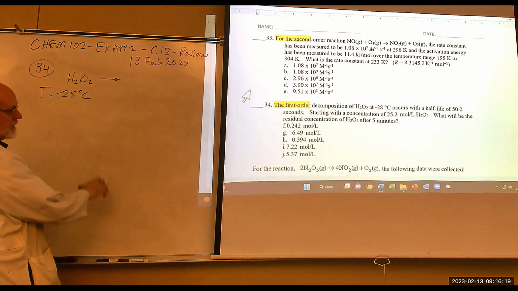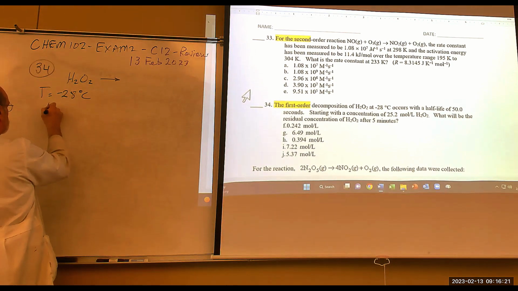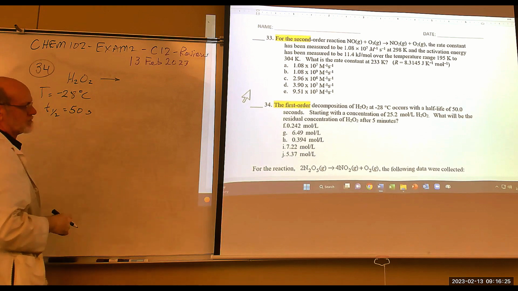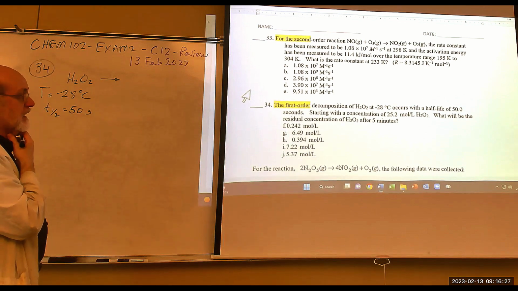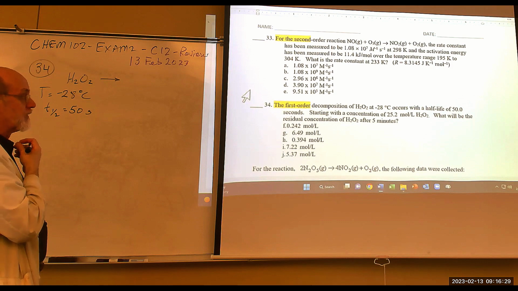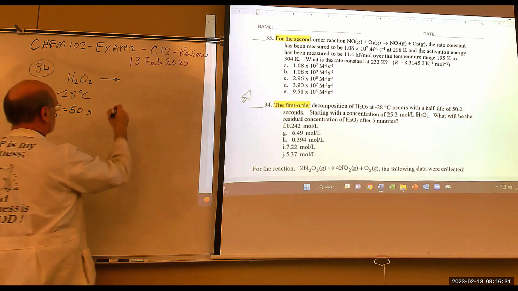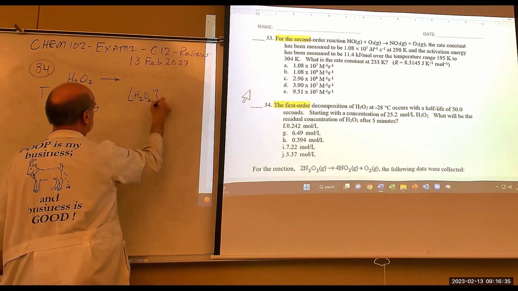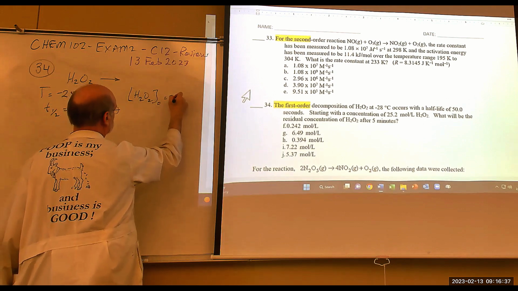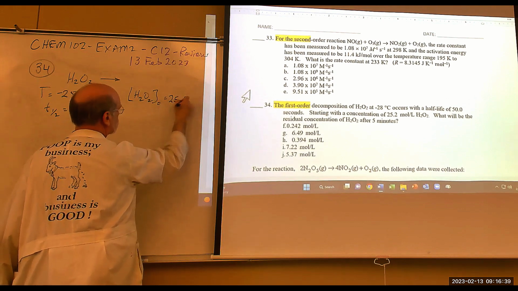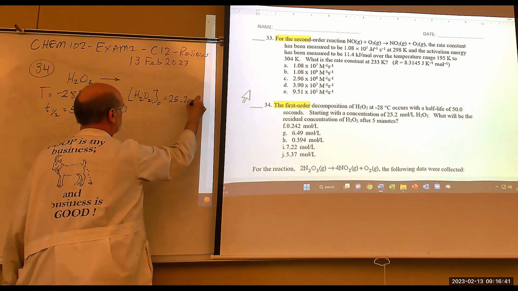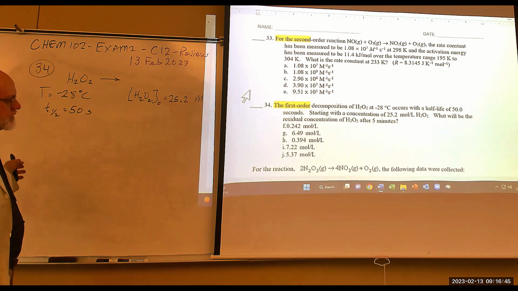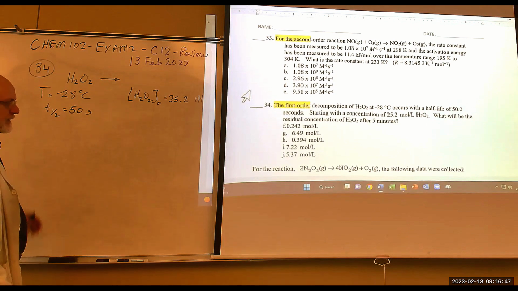Okay. So this half-life, T1/2 equals 50 seconds. Starting with a concentration of 25.2. So the initial concentration is 25.2 molar. What will be the residual concentration of H2O2 after 5 minutes?